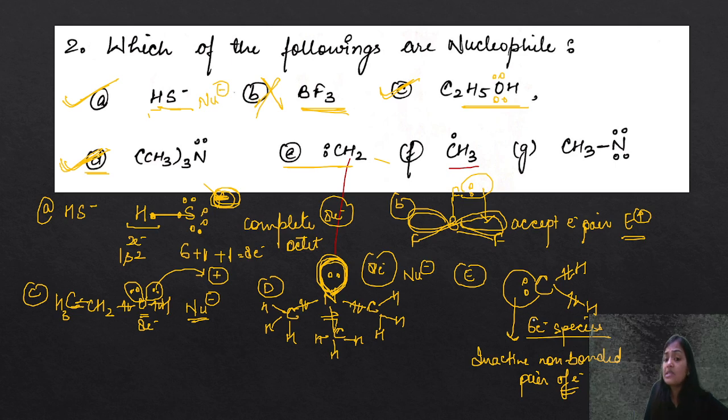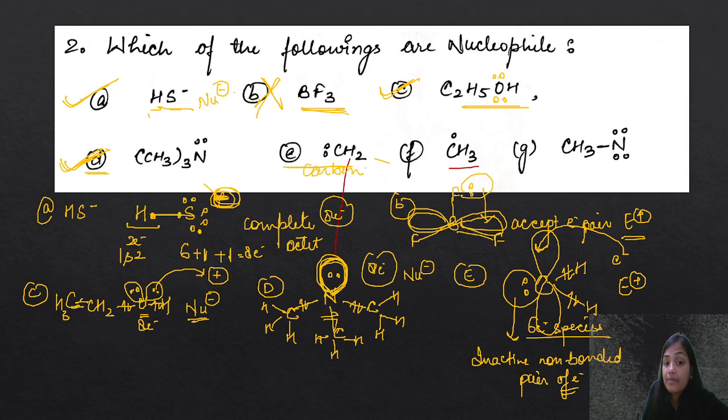Okay, why? Because this is a 6 electron species, its octet is incomplete, and this is also having a vacant p orbital. So rather than giving the electron, it will try to accept the electron. When it is trying to accept the electron, because its octet is incomplete, it is said to be having affinity for electrons. It is said to be electrophilic in nature. So guys, this is a carbene. This is an example of a carbene, which is a 6 electron species. I already showed you while doing the exercise. So this is said to be electrophilic in nature, not a nucleophile.